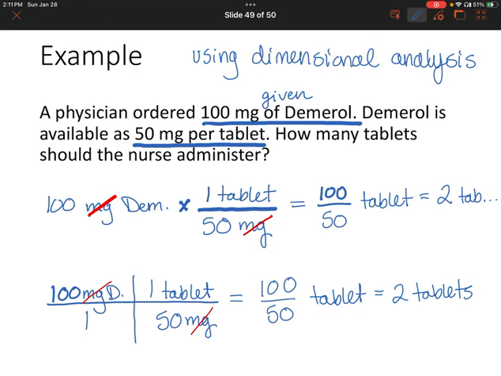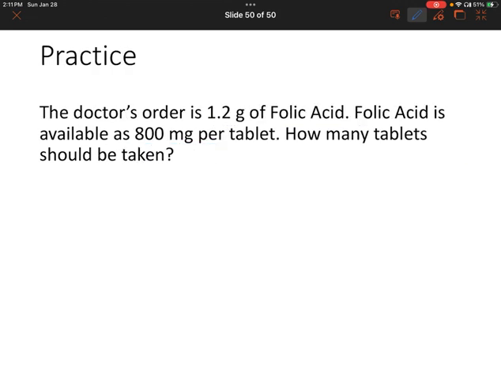So let's look at one more practice problem. Let's say the doctor's order is 1.2 grams of folic acid. Folic acid is available as 800 milligrams per tablet. How many tablets should be taken? So in this problem, we have the value that we're given, and we have our conversion factor.